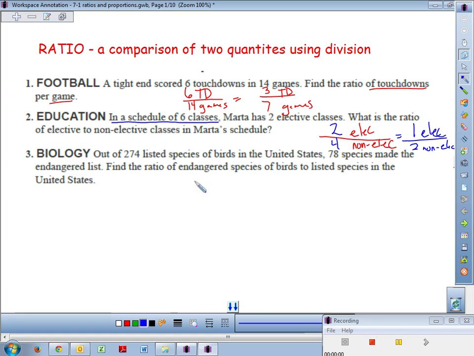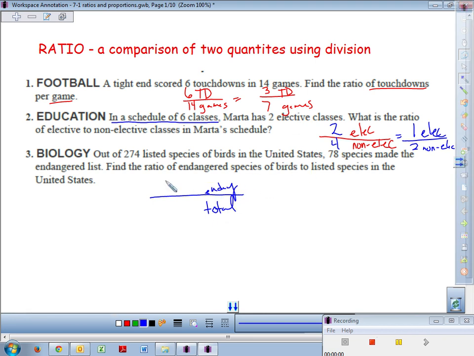So why don't you pause the video and give number 3 a shot. Read for detail. And as you can see, they want to do species that are endangered over like the total number of species, or the labels aren't that important of like what they have to be. It's just you have to get the general idea across.